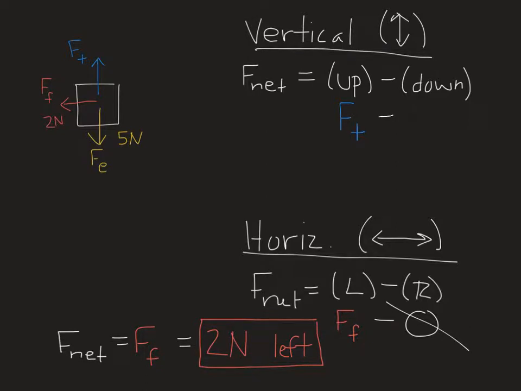Do we have any down forces? Yes. We have the force of the earth, or the force of gravity from the earth pulling down on the cart. So there we go. F net is equal to Ft minus Fe.